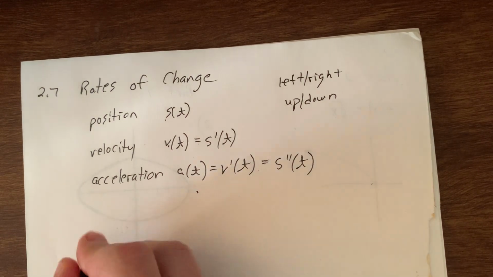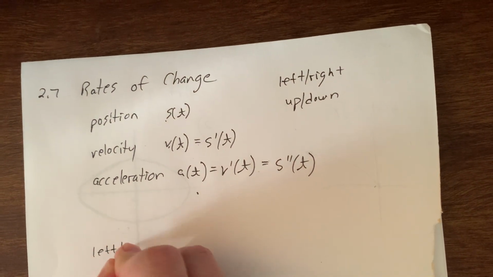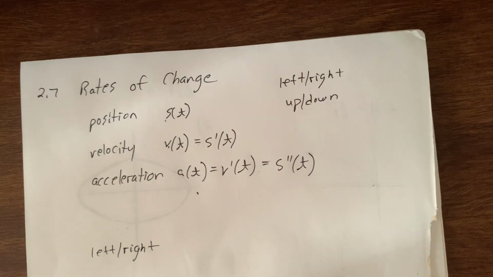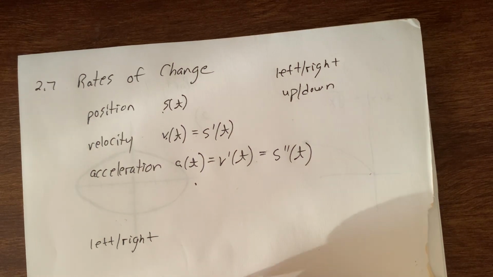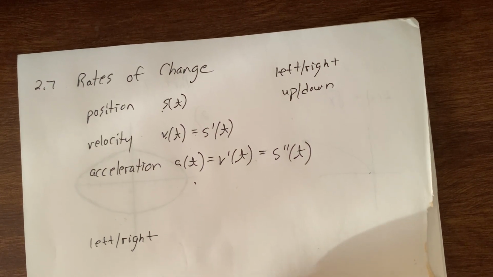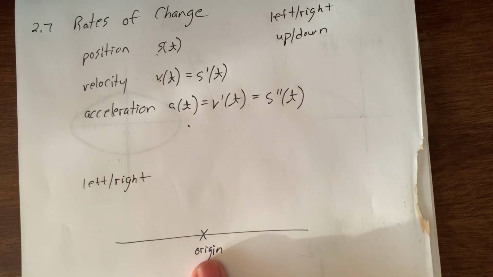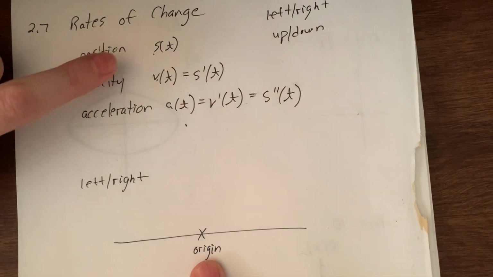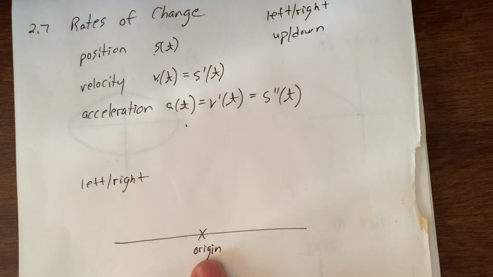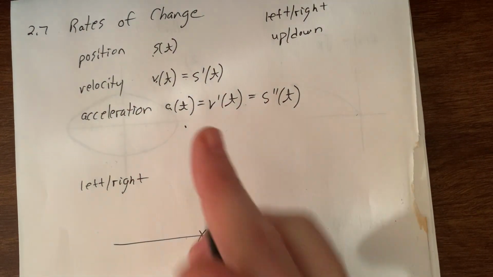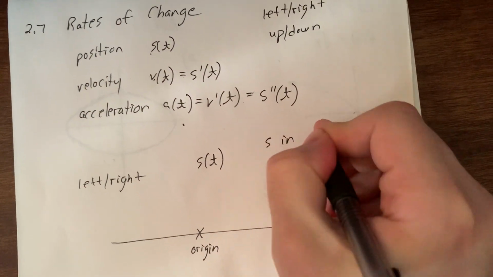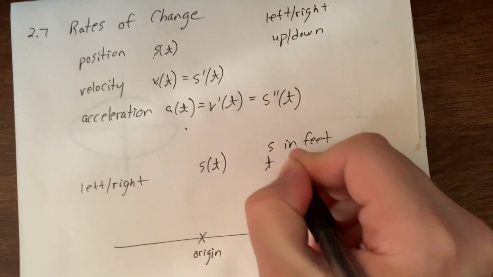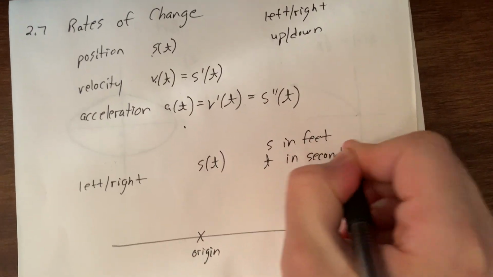And let's focus on an object. For this first one, our object only moves left-right. So with that idea, it's kind of like we're using our x-axis, and we have to have some sense of an origin. And then that entire function talks about where an object is with respect to that origin after a period of time. So for this example, let's imagine that s is measured in feet and time is measured in seconds.